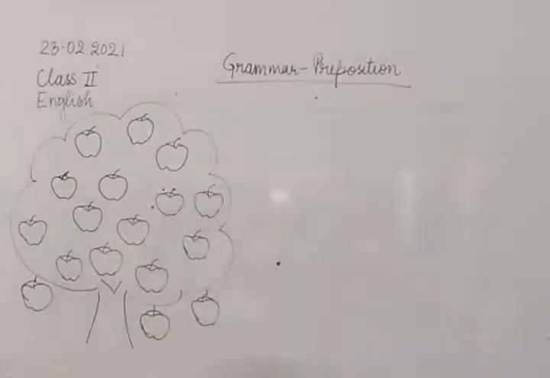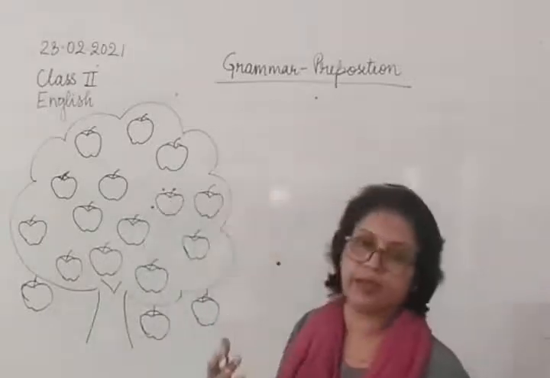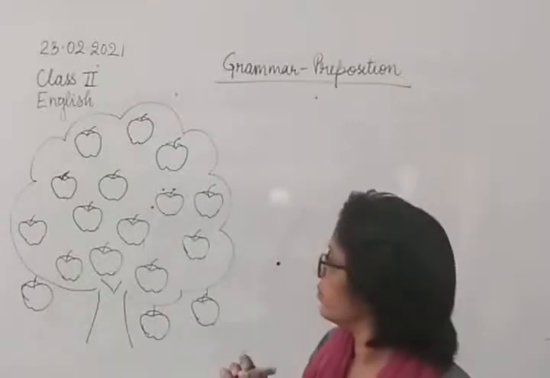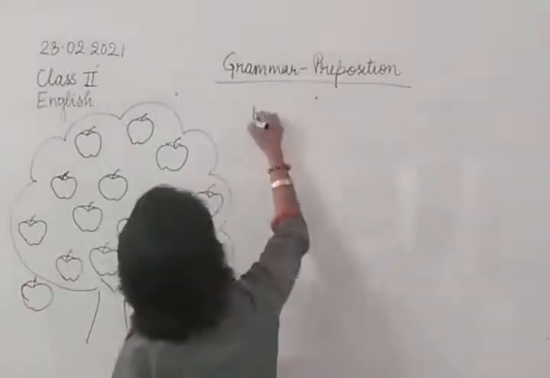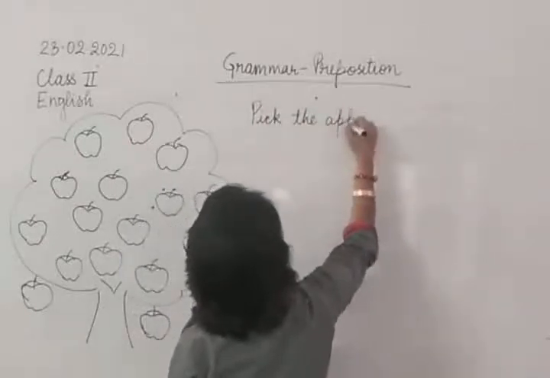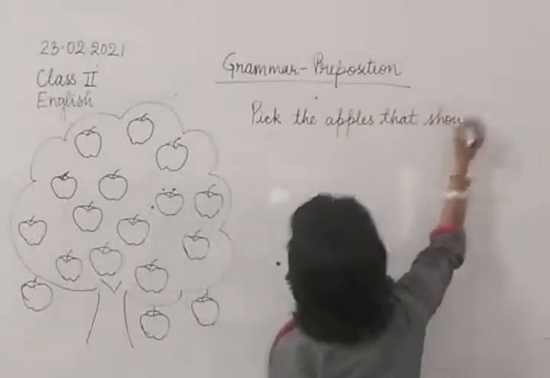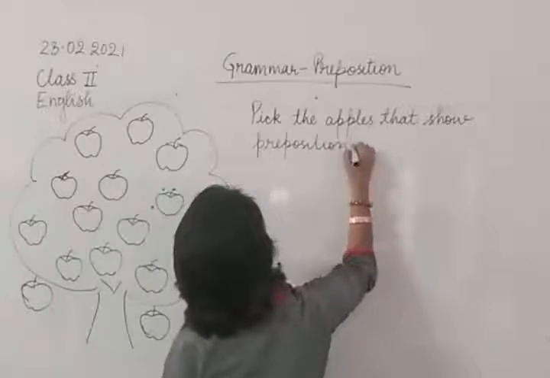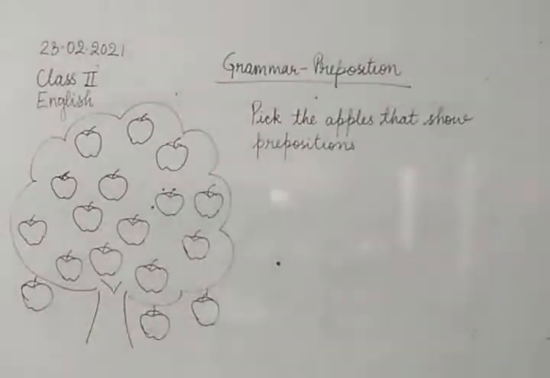Okay, now the question is, you have to actually color the apple that shows preposition. And since I cannot color, so I will see that. Pick the apples that show prepositions. Okay, which shows preposition? Pick the apples that show prepositions. Now let me write first.